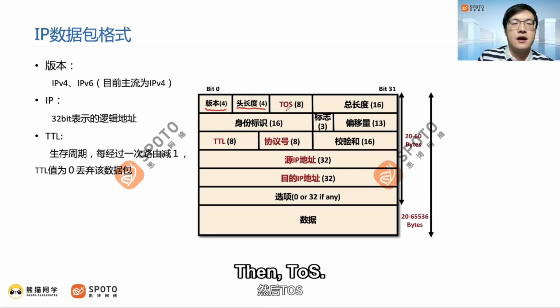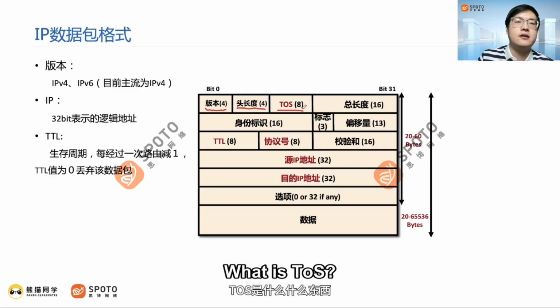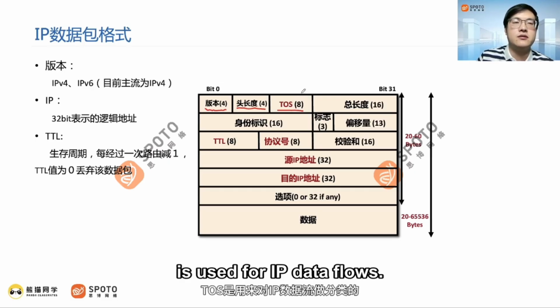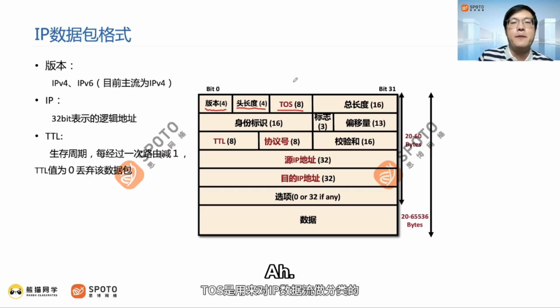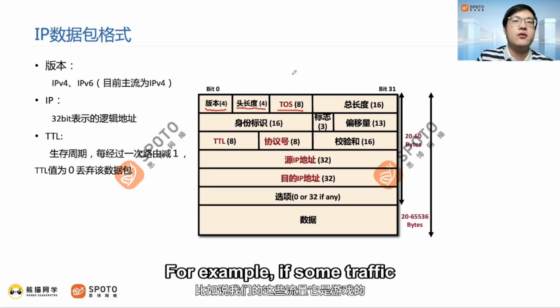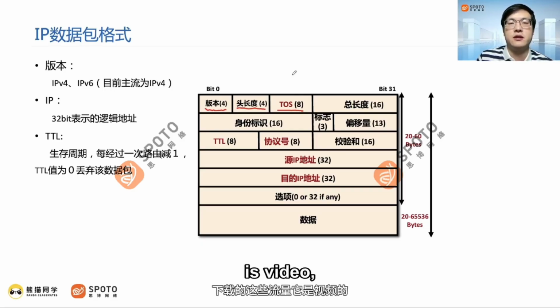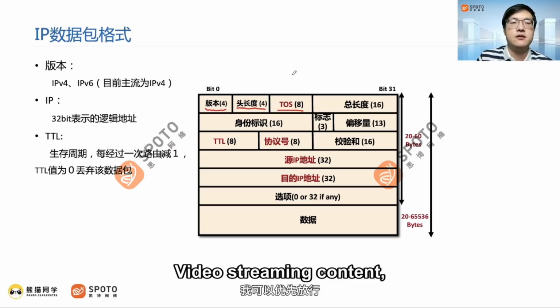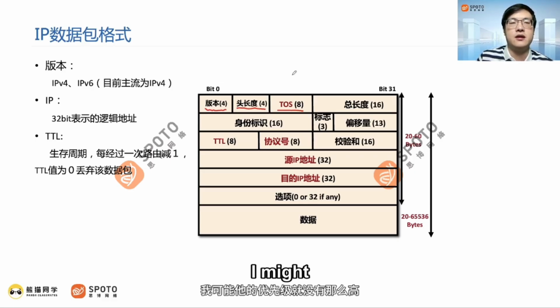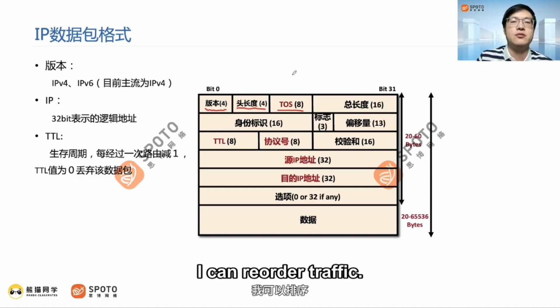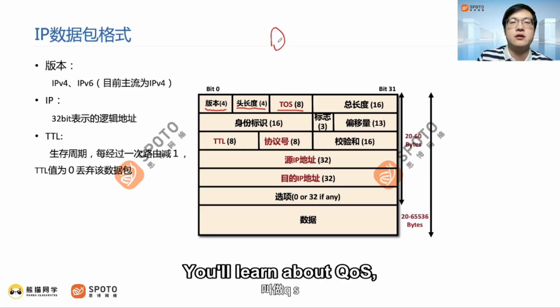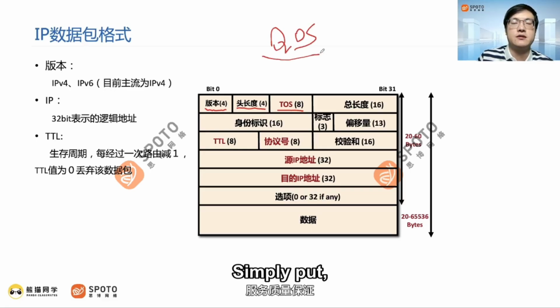Then, TOS. What is TOS? TOS is used to classify IP data flows. What is classification? For example, if some traffic is gaming, some is P2P downloads, and some is video, we can separate them. For your office traffic, I can prioritize it; video streaming content I might give lower priority. I can reorder traffic. This is covered in the IE track, where you'll learn about QoS, quality of service. Simply put, it allows rate limiting.